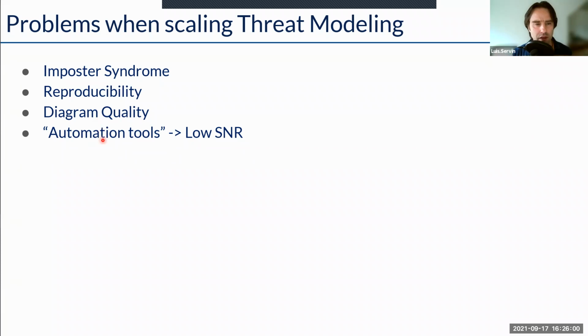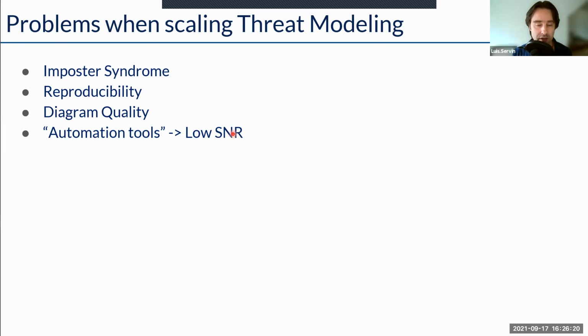And one thing that we noticed very early on is automation tools. For example, the threat modeling tool from Microsoft. Oh God, they have a terrible signal to noise ratio. What is a signal to noise ratio? In this case, the signal could be true positives and the noise could be false positives.